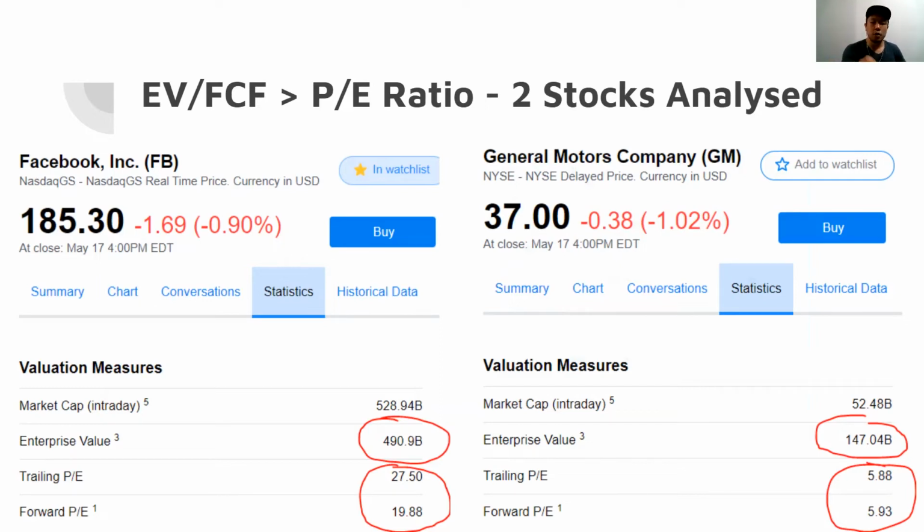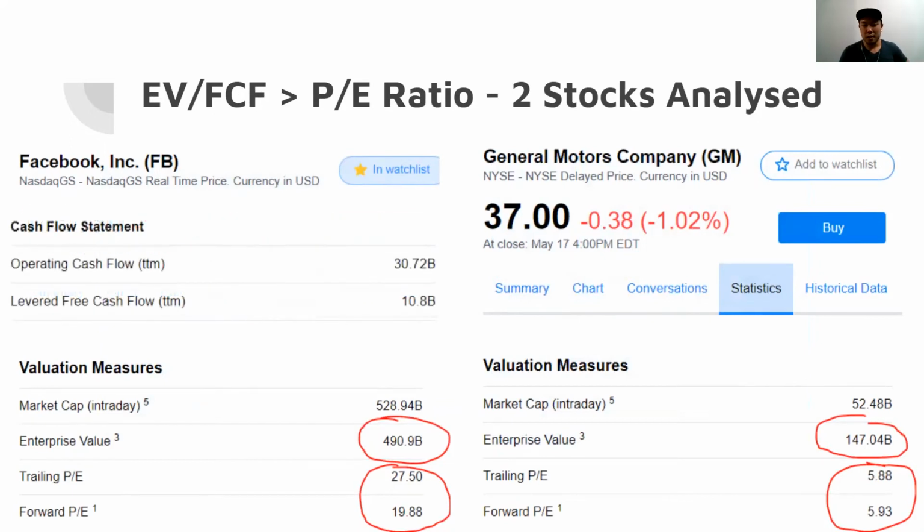Now, if you actually look at the trailing and forward PE, you might think, holy cow, General Motors is a lot cheaper than Facebook. Like when I say a lot cheaper, I mean a lot cheaper. However, that's only looking at it from the very, very surface level.